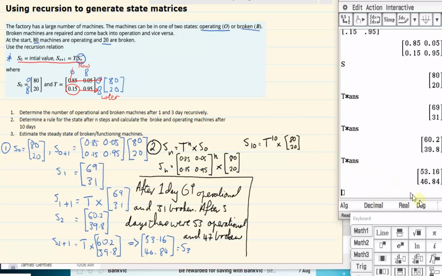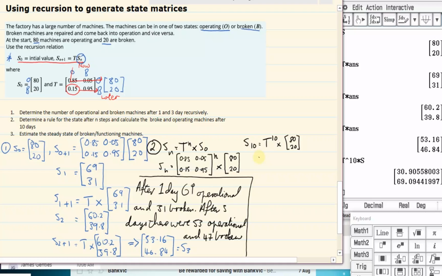Jump over to our CAS and give it T power of 10 multiplied by S0. Our answer to the nearest whole machine is 31 and 69. Okay. Again, if you were asked to answer that question, you would need to take it out of the state matrix. So these are our operational and these are our broken machines.